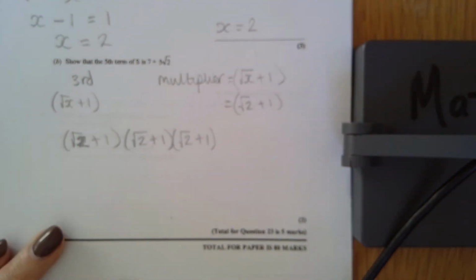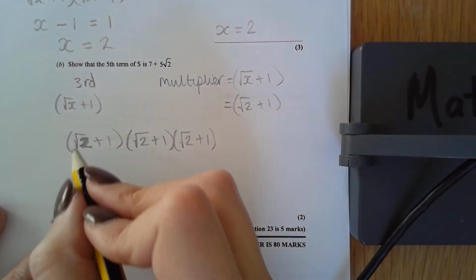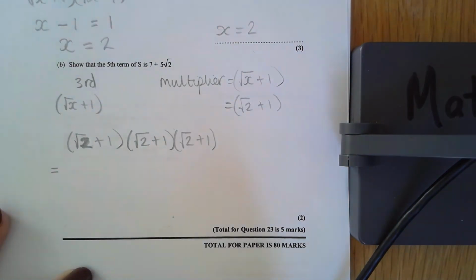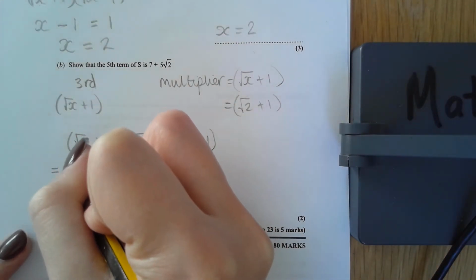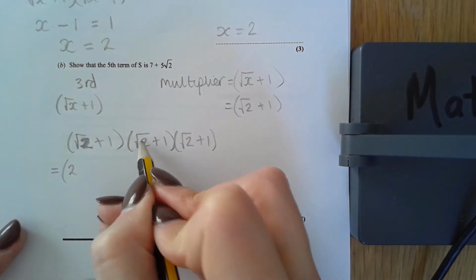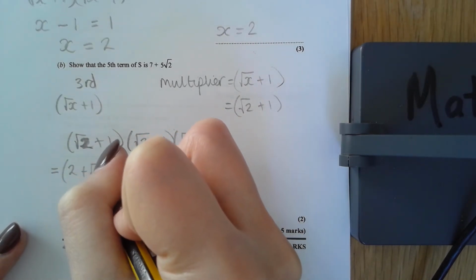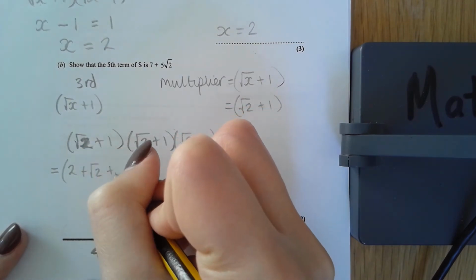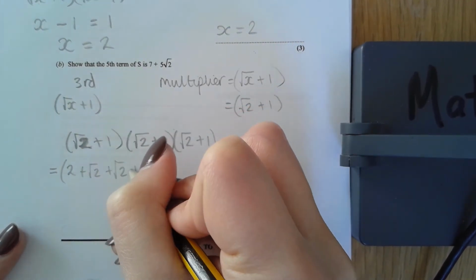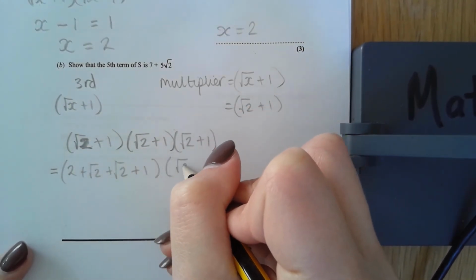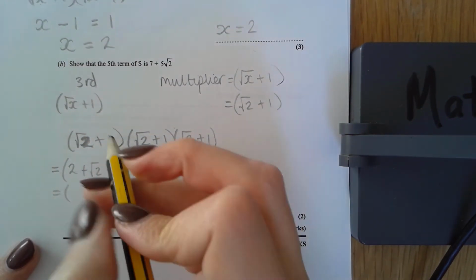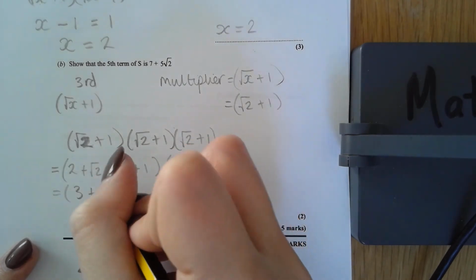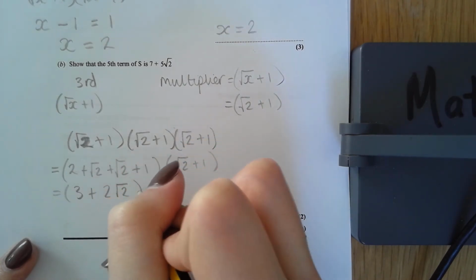When we've got triple brackets, we looked at how to deal with this. You do your first two first of all. So root 2 times root 2 is 2. 1 times root 2 is root 2. 1 times root 2 is root 2. And 1 times 1 is 1. Before I multiply by my second bracket, I'm going to neaten it up a bit. So 2 add 1 is 3. Root 2 add root 2 is 2 root 2.